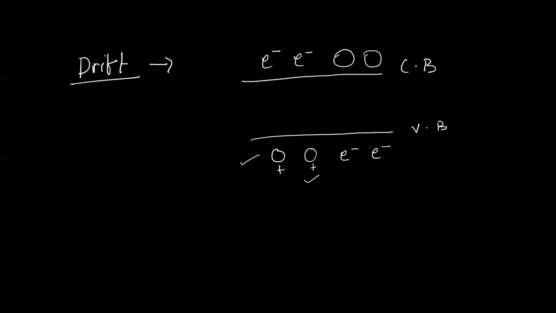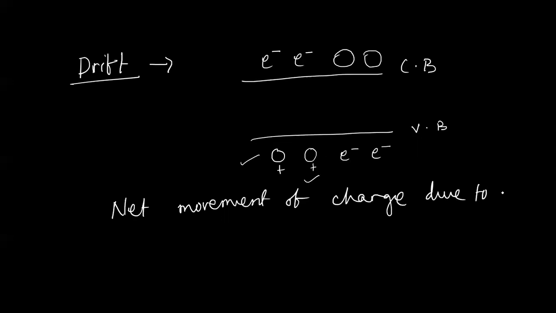So that is one thing. This net movement of charge due to an electric field, you can write, net movement of charge due to an electric field is called drift. So this is the mechanism of drift.